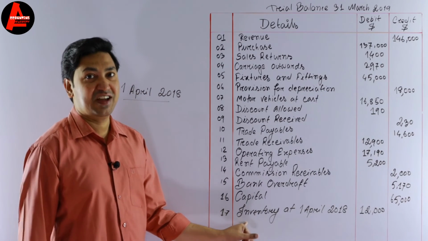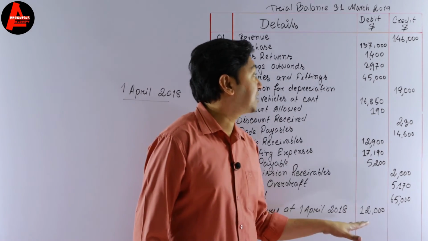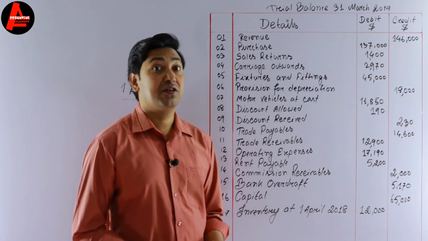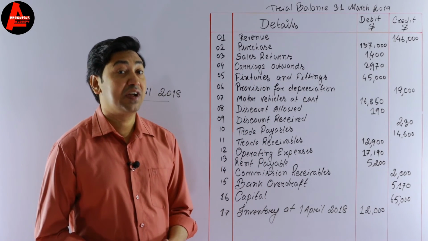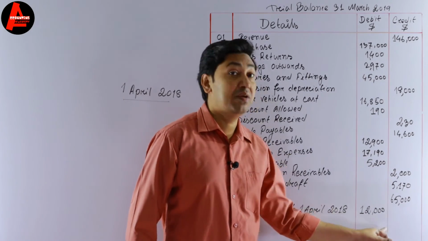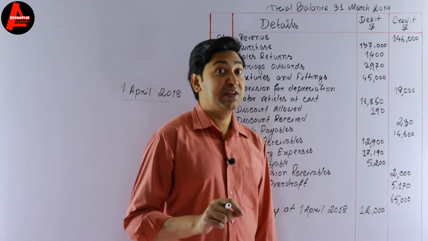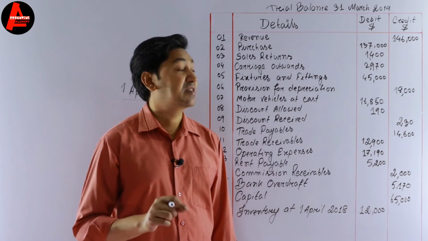Okay, so we recorded all the items, we wrote all the values here, even we included the inventories given in the question. Okay, now we have to total these two columns. Because if we total, we'll get the same amount. These two columns will be matched. This means that this trial balance is correct.